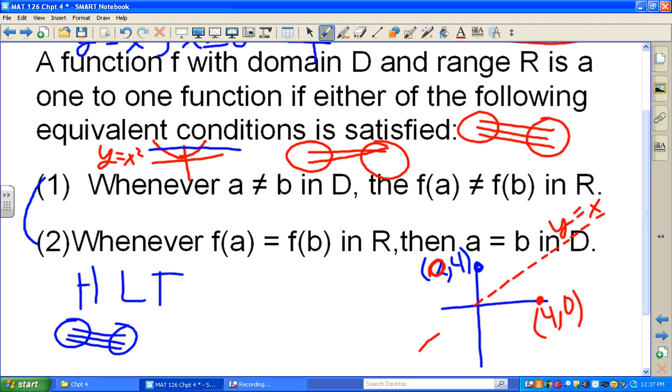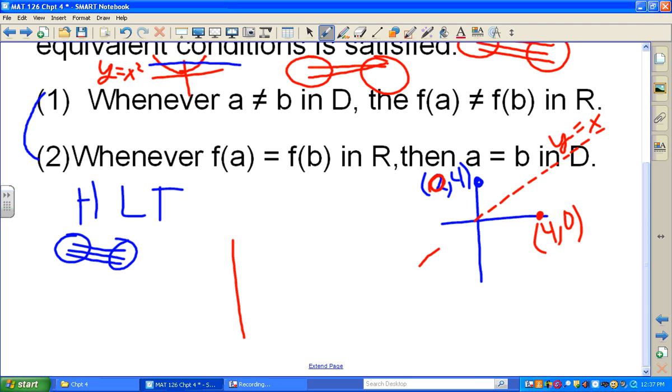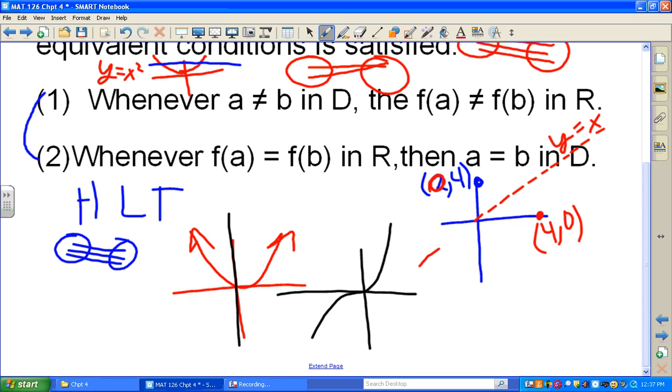Any function symmetric over the y-axis, what type of function is it? Even, odd, or one-to-one? It is even. Any function symmetric over the origin is what? Odd. If you take these functions and you map them over the line y equals x, then they become one-to-one. That's how it works. That's what the inverse looks like.